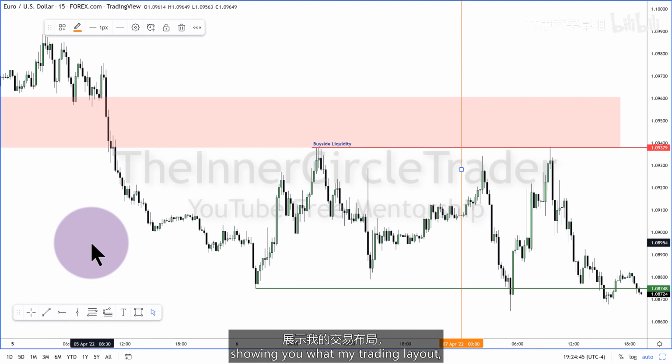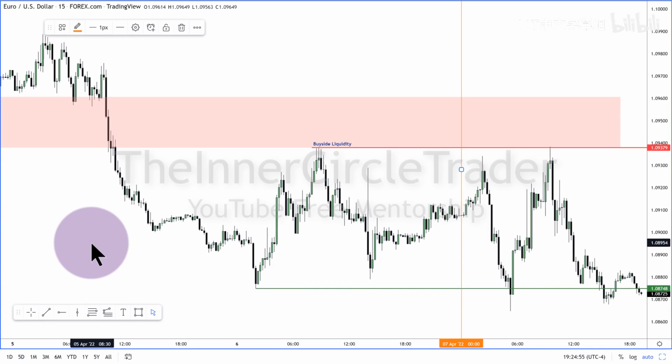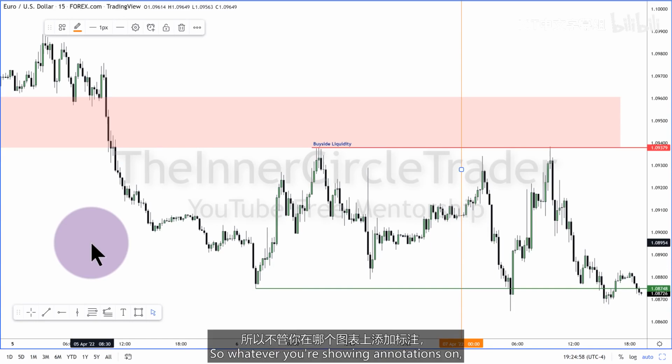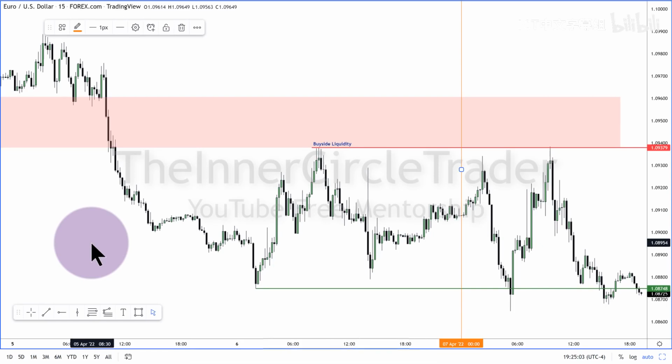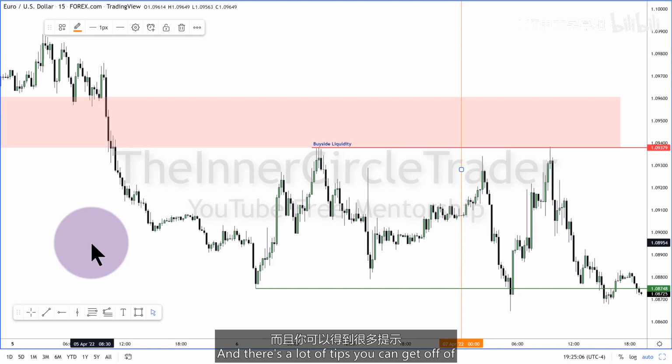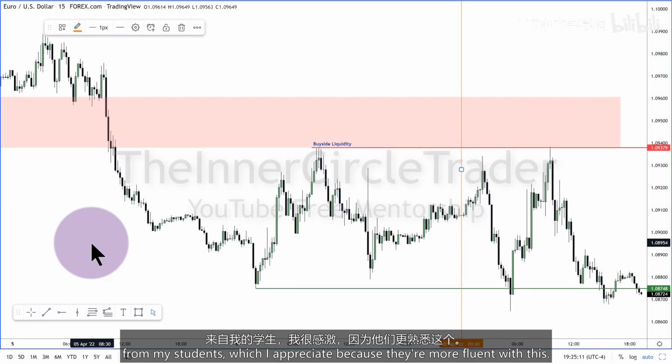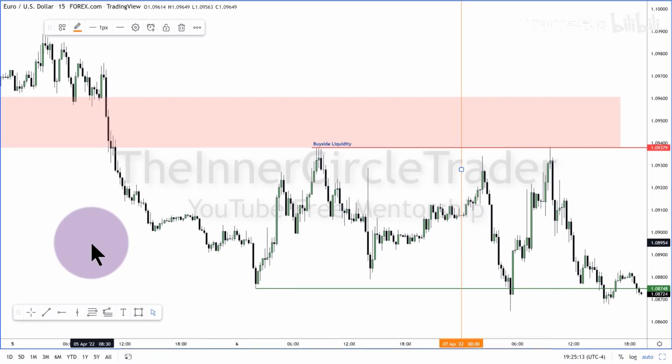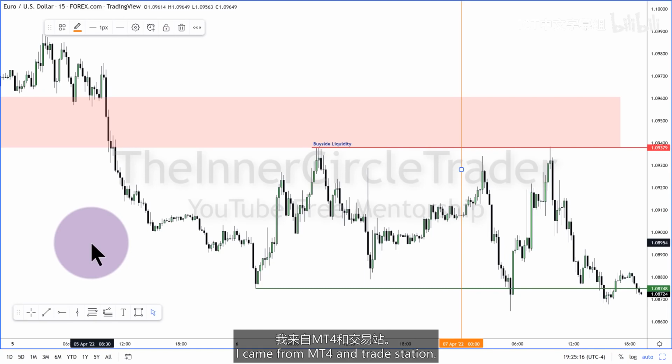So in other words, like I was showing you with my trading layout, upper left-hand corner, daily, hourly, lower left-hand, and 15-minute time frame on the right, it's the biggest chart. Hitting that little link button icon will, again, link all your charts together. So whatever you're showing annotations on one time frame will appear on all of them. That's how this is happening, okay? You can Google that too, and there's a lot of tips you can get off of YouTube for TradingView. Most of my tips I actually got from my students, which I appreciate because they're more fluent with this. I came from MT4 and TradeStation, so I'm a work in progress with TradingView.